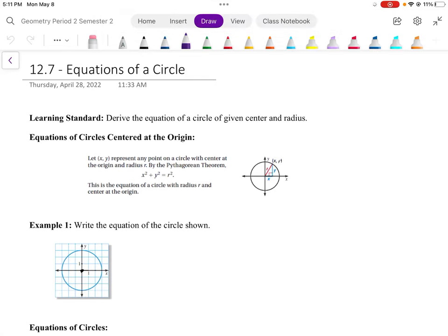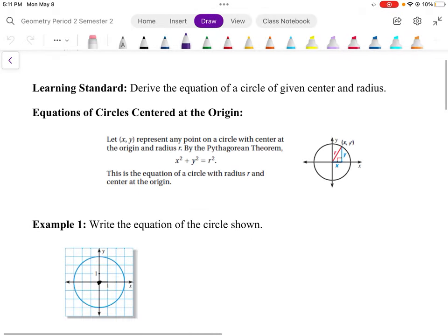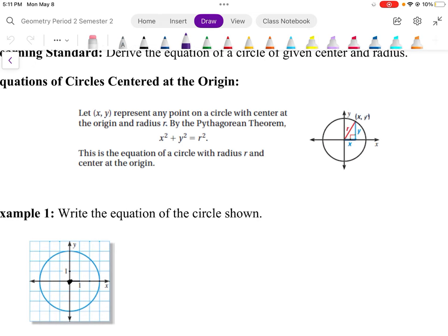Right, 12.7 is on equations of a circle. So we're going to be writing an equation of a circle where if we were to graph it, it's going to show up on a coordinate grid as a circle.